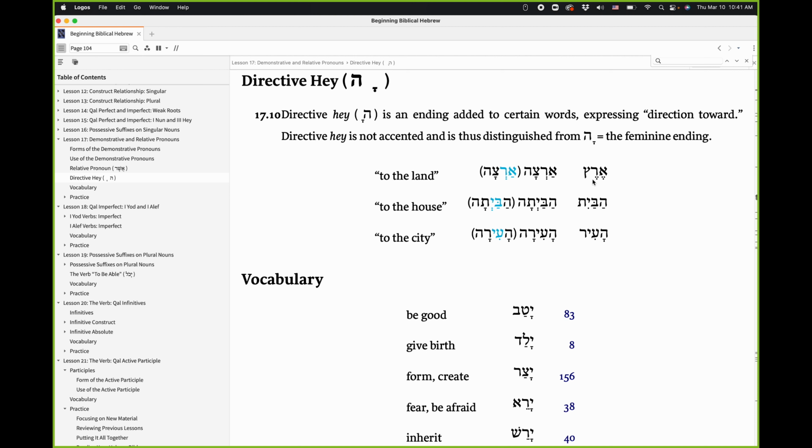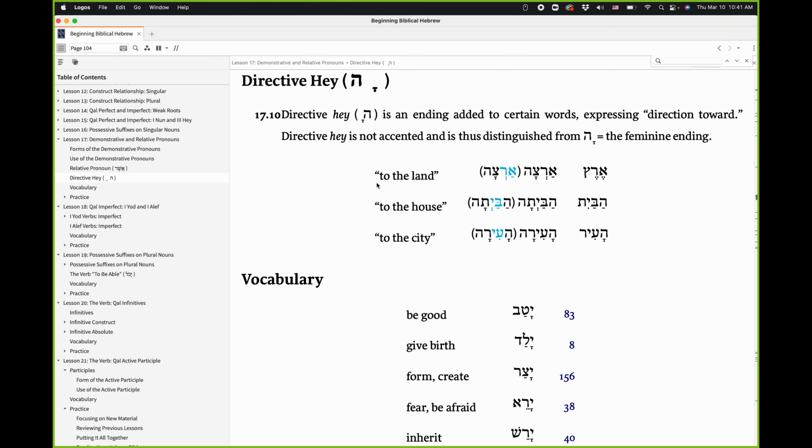Okay, so now when you know that you're looking at a directive he, how do you translate it? How do you bring that out in your translation? Well, you could do a keyword like "to the." Well, I guess it would have to be definite. I'm wondering if the directive he makes a noun definite, because he's saying "to the land," but there's no definite article here. So I'm wondering if the he has made this definite, or if it just should be "to a land."